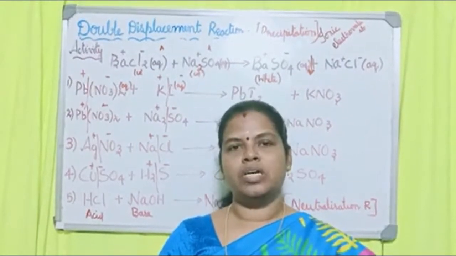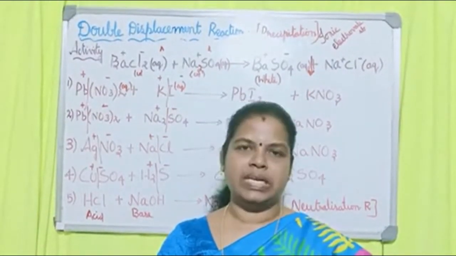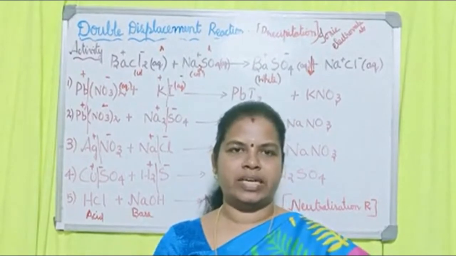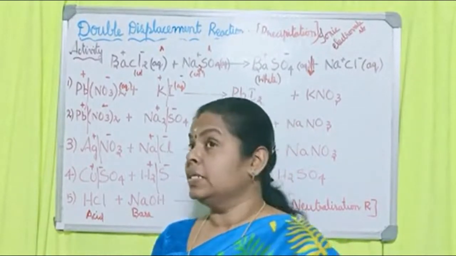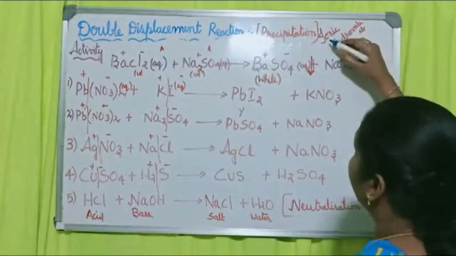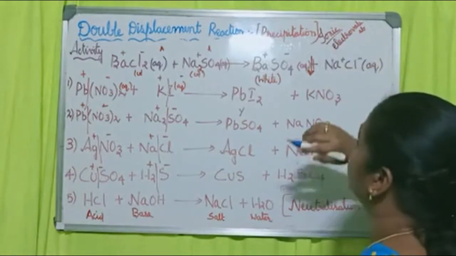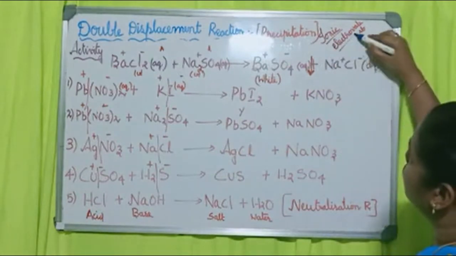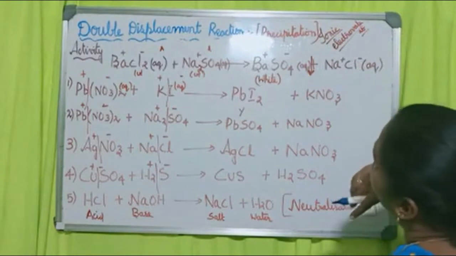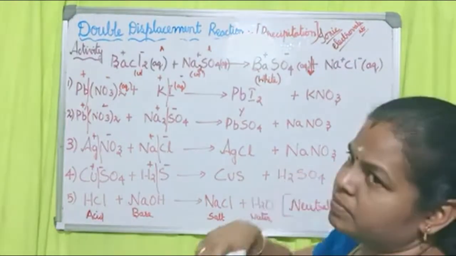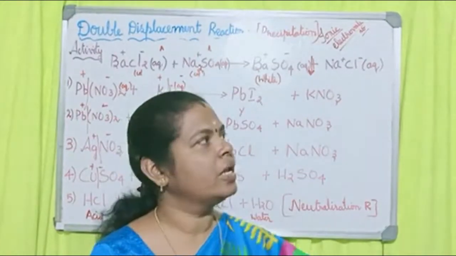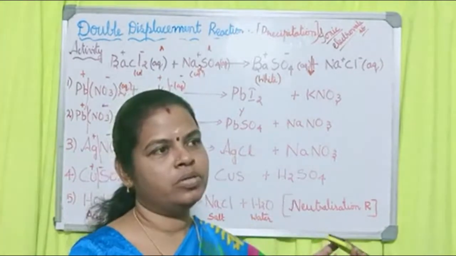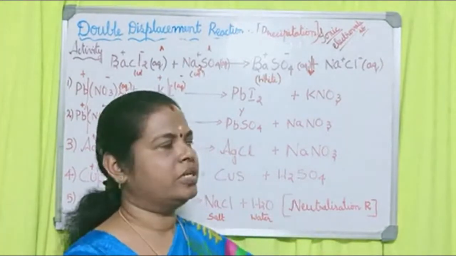Now, the bond which is formed between a metal and a non-metal, that means a cation and anion, will be very strong. And the name of that bond is ionic bond. Ionic bond is also called electrovalent bond. We will be studying about covalent bond in the carbon chapter.